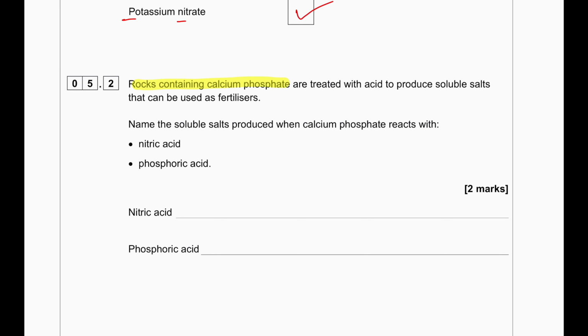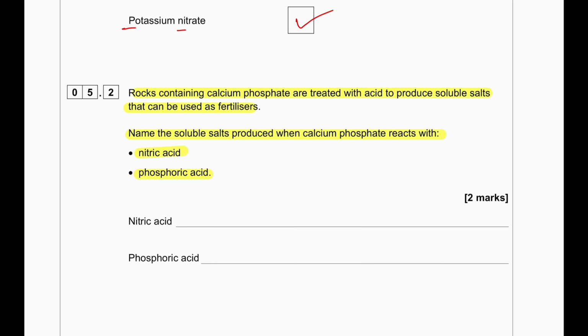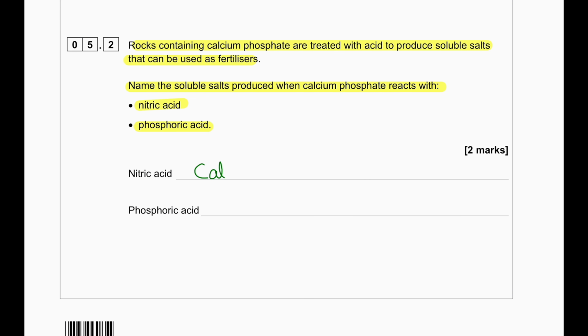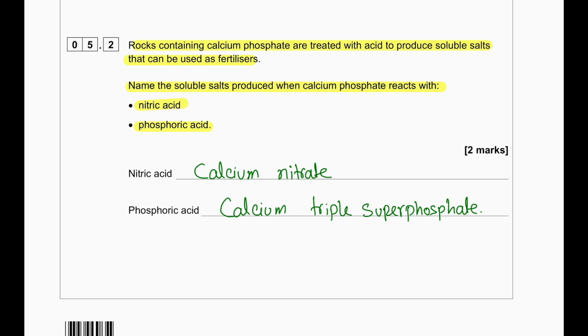Rocks containing calcium phosphate are treated with acid to produce soluble salts that can be used as fertilizer. Name the soluble salt produced when calcium phosphate reacts with nitric acid and phosphoric acid. If the calcium phosphate reacts with nitric acid, it will produce calcium nitrate, and when calcium phosphate reacts with phosphoric acid, it will produce calcium dihydrogen phosphate or calcium triple superphosphate.